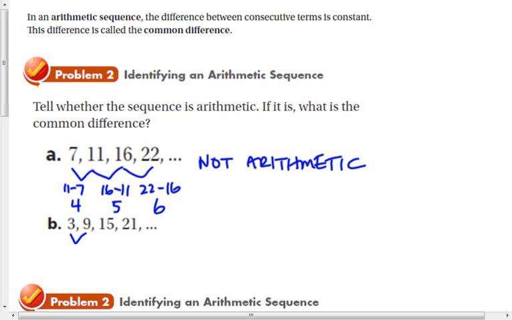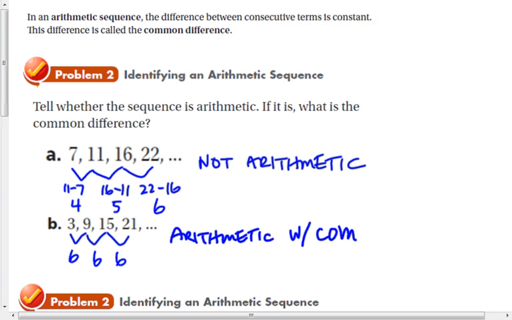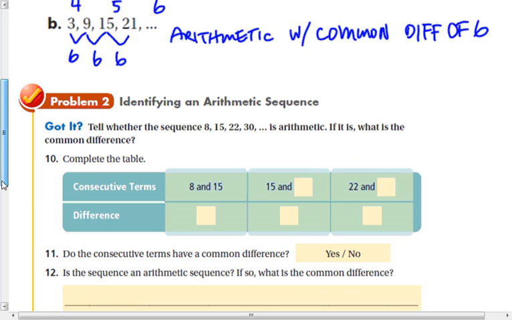And the second one, if we subtract 9 minus 3 is 6. 15 minus 9 is 6, 21 minus 15 is 6. There is a common difference. This is arithmetic. And the common difference is 6. All right, try that.